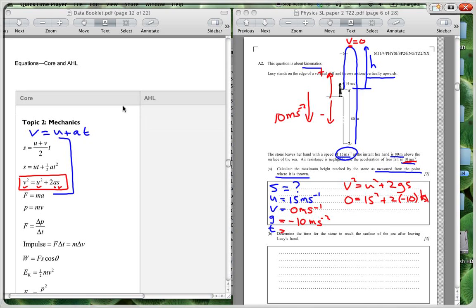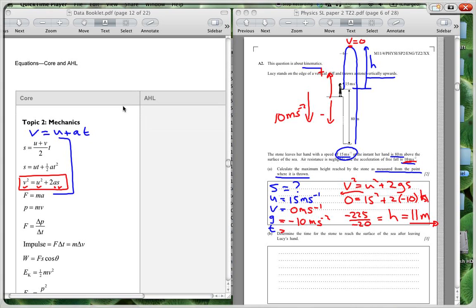So the 15 squared is going to go to the side. It's going to become minus 15 squared. So it's minus 225. This is 2 times minus 10, which is minus 20, divided by minus 20, is equal to H. So when I divide 225 by 20, I get 11 meters. Your H is equal to 11 meters there.